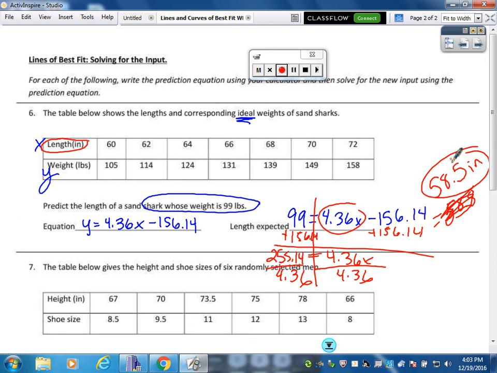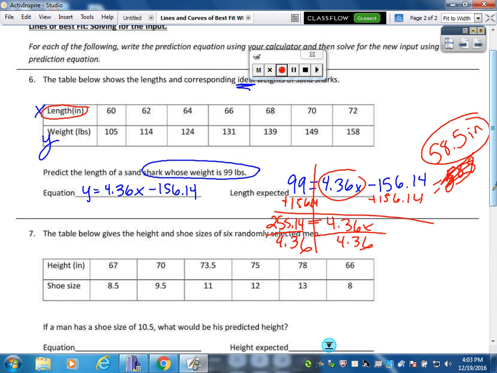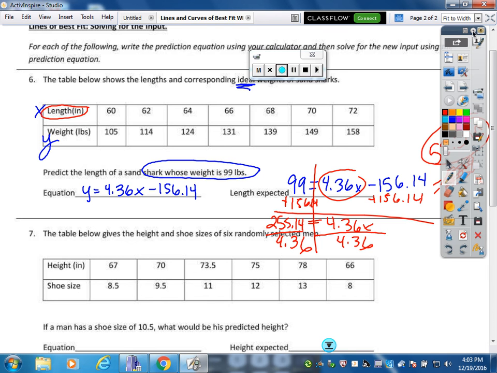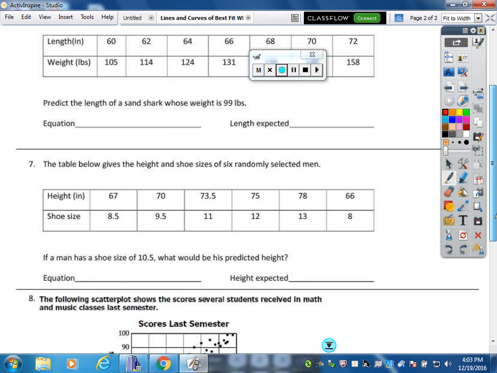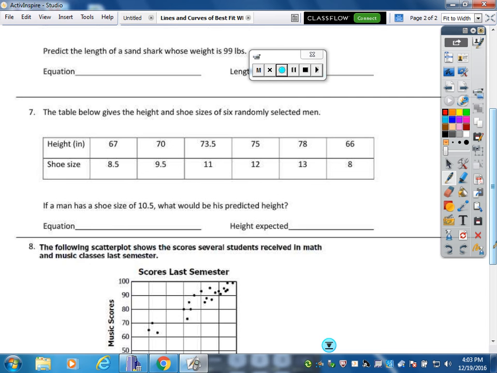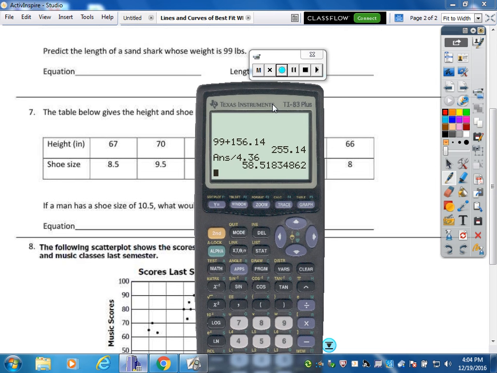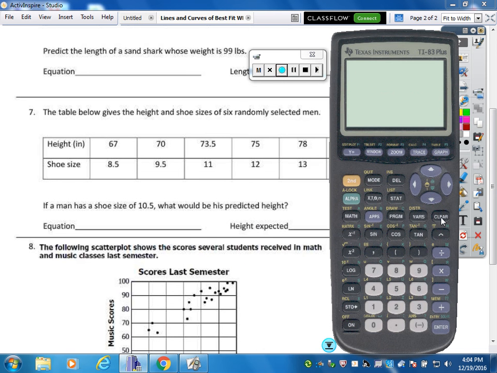Okay. Let's try it again. So this one, we have some randomly selected men, and they gave us their height versus their shoe size. So we're going to predict height. Maybe this is a magic trick. We're going to predict height based off of their shoe size. So let's go and let's clear them off. So edit in our stats, and let's go ahead and clear out both of these lists.